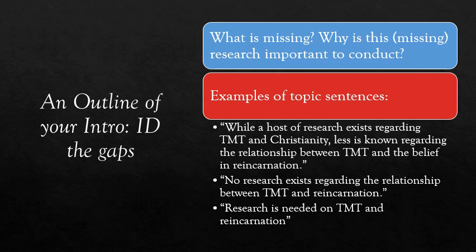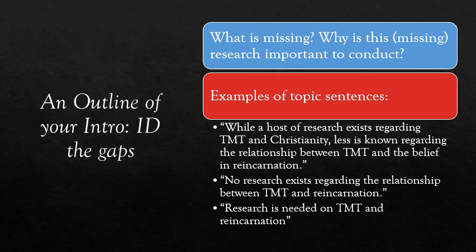You're making an argument for your work, ensuring that you're the first to look at this particular idea, unless you're doing some sort of review or replication of a study, of course. But in the case of this project, you'll be actually analyzing what is missing from the literature review. And why is this missing research important to conduct?